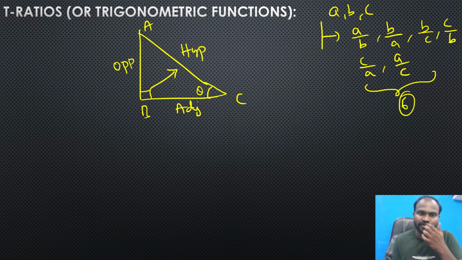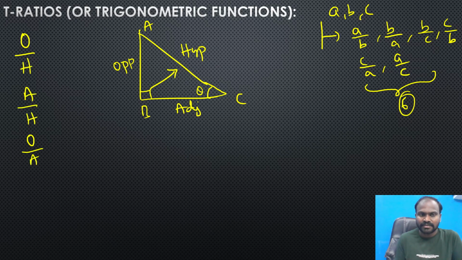So here also we can form 6 ratios: opposite by hypotenuse, adjacent by hypotenuse, opposite by adjacent side. These are the three important trigonometric ratios which we should always remember. Opposite by hypotenuse is named sin theta, adjacent by hypotenuse is cos theta, and opposite by adjacent is tan theta.